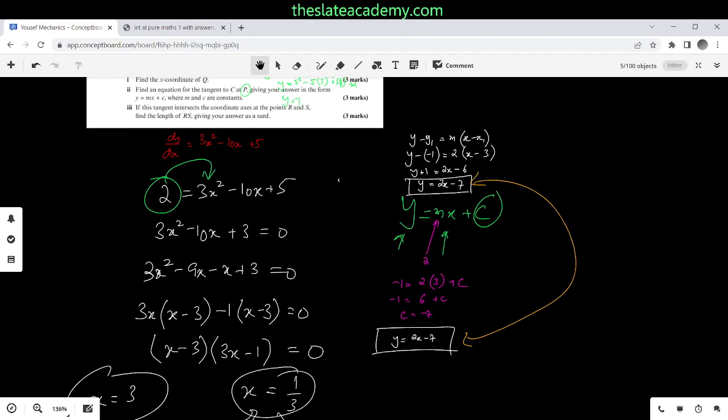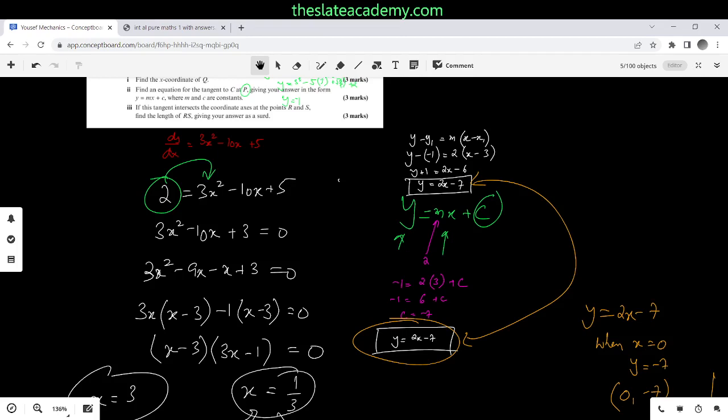This tangent that we have, y is equal to 2x minus 7. It will intersect the x-axis and the y-axis. So what are the points at which it will intersect them? For the y-axis, x is equal to 0, so I get y is equal to minus 7. So one point at which this tangent intersects the axis is 0 comma minus 7.